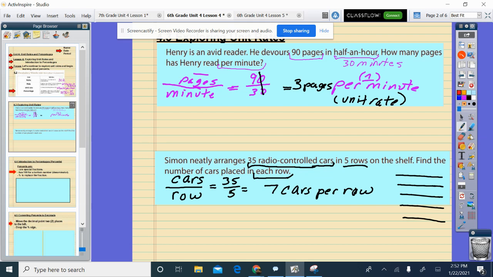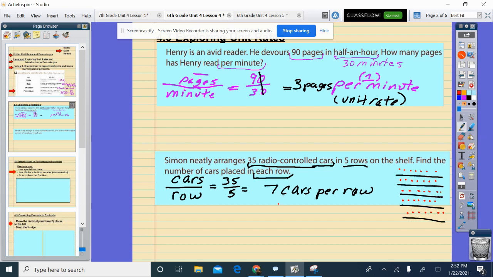So let me see if I can do this. 1, 2, 3, 4, 5, 6, 7. Five rows of seven. So there we have that. Those red dots represent a car, and so there's 35 cars on 5 shelves.